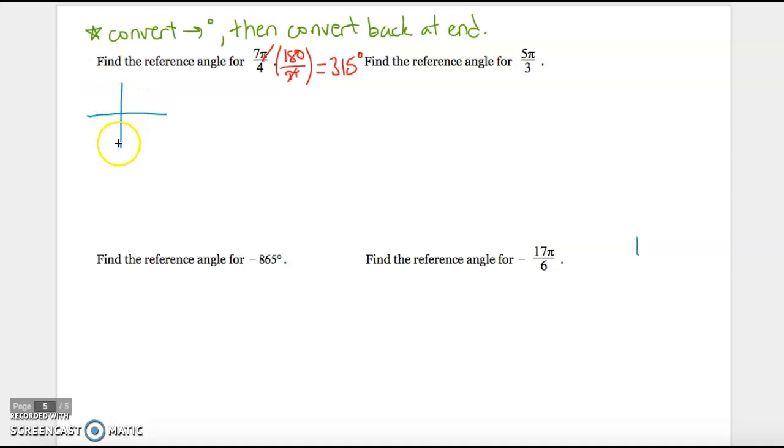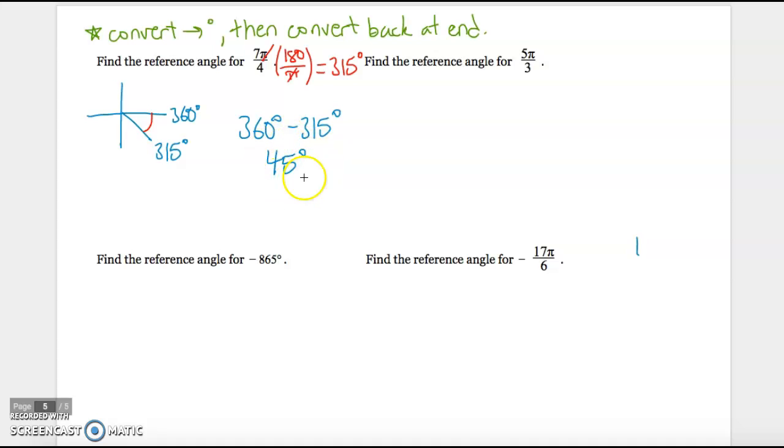315 degrees is more than 270 and less than 360, so it's over here somewhere. Now I'm finding the difference between that angle and my x-axis. The next closest x-axis piece is 360, so I'm going to do 360 degrees minus 315 degrees, which gives me 45.